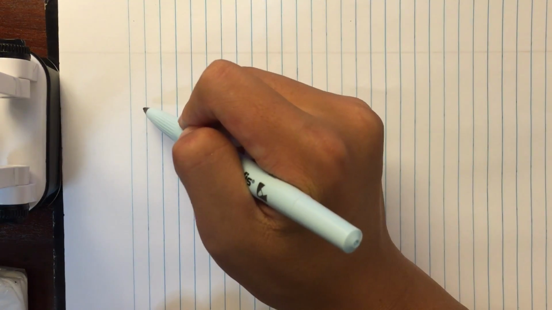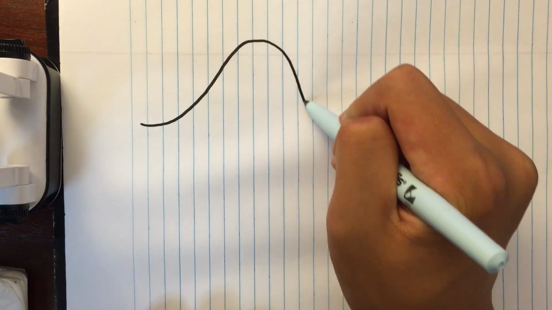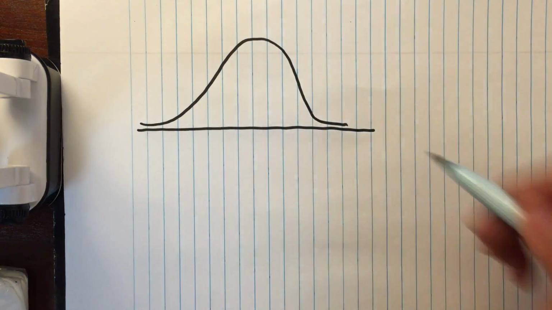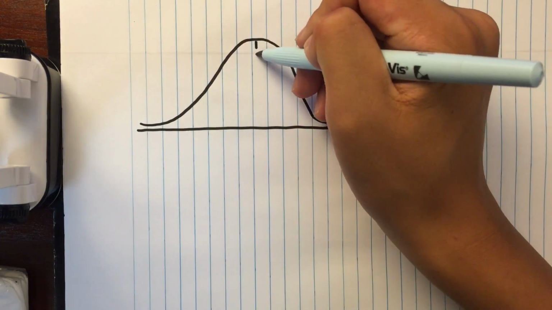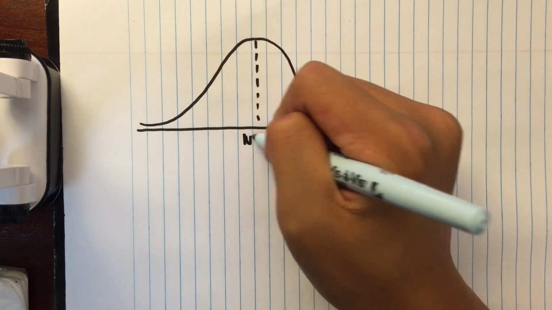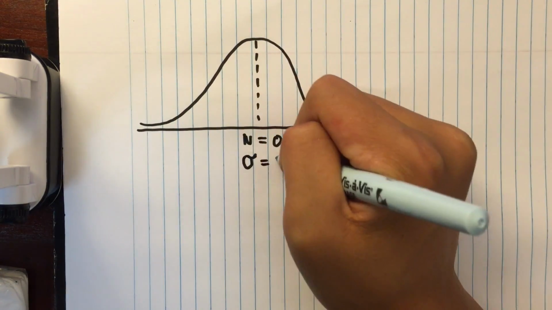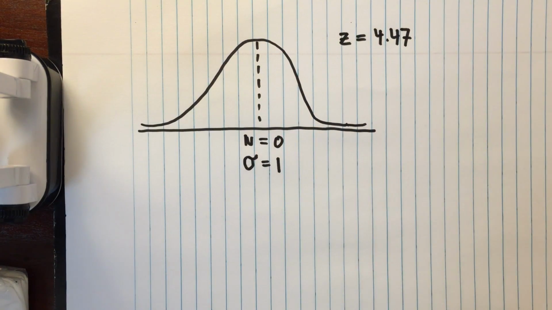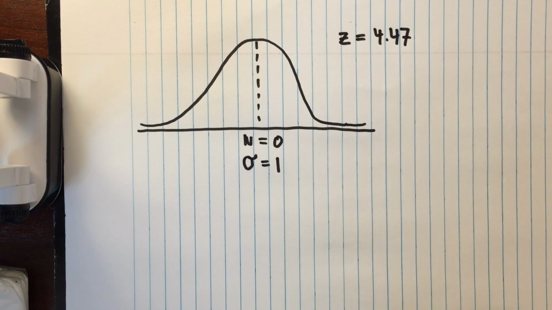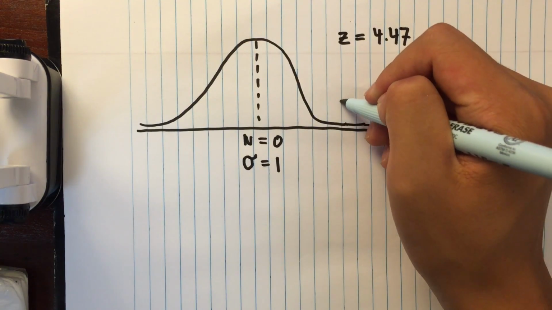So we can understand this value, we draw a normal curve. Remember that we are working with a standard normal curve with a mean of 0 and a standard deviation of 1. So what this z statistic tells us is that the value of p, our sample proportion, is 4.47 standard deviations away from what we would normally expect if the null hypothesis was true. So that is right here.